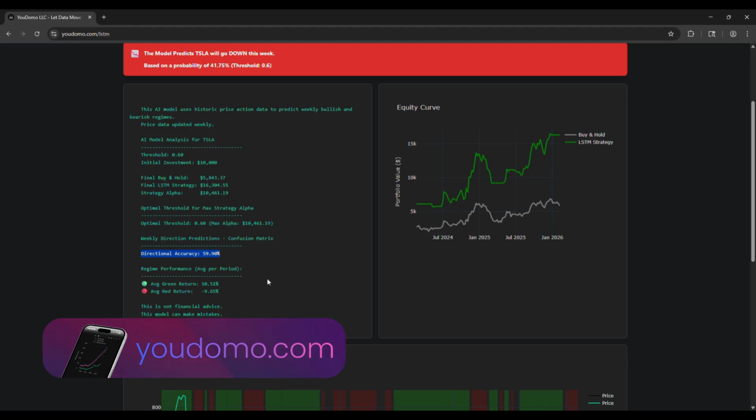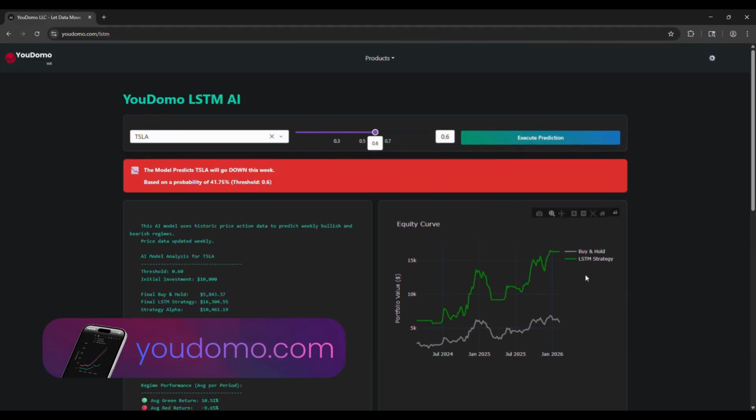So here we have data all the way up till February 8th. This is weekly data, so we see price action for every week. Week 8 represents February 1st through the 7th. So now we are predicting the 9th through the 13th, February 2026. When we say the model predicts Tesla will go down this week, it predicts that from February 9th to the 13th, the model says Tesla will be negative this week from a price action perspective.